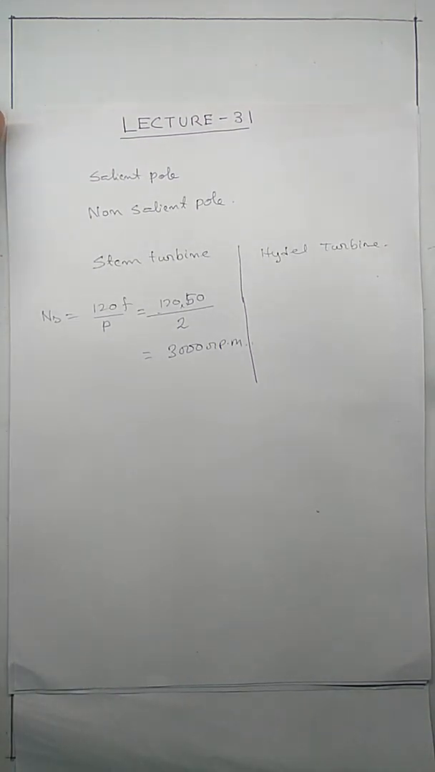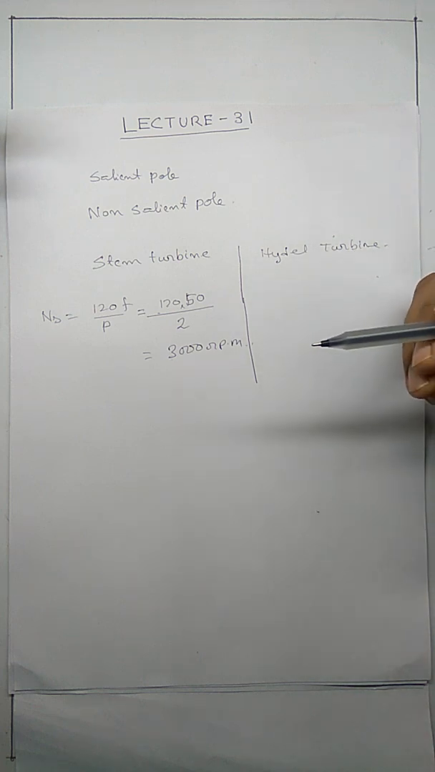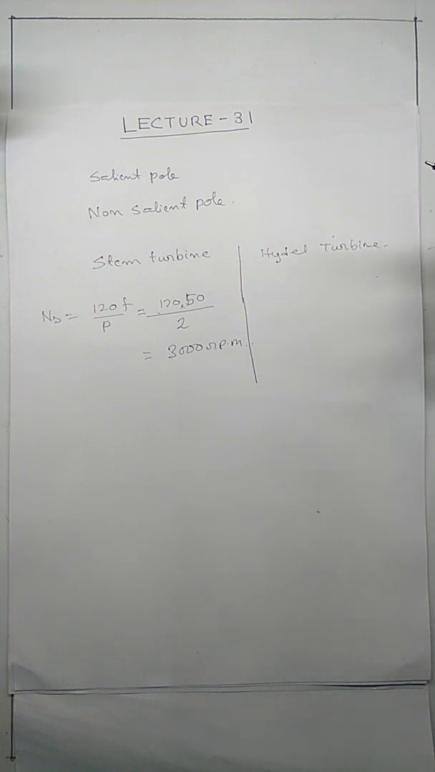Why will we not make it 1500? Because if you make it 4 pole and bring down the speed to 1500, then you will require more mechanical arrangement to bring down the speed from the high speed turbine to 1500. So it is already rotating; the mechanical arrangement requirement will be more if we bring down the speed. So the steam turbine will always rotate at 3000 rpm.